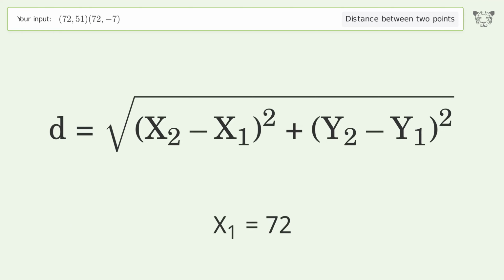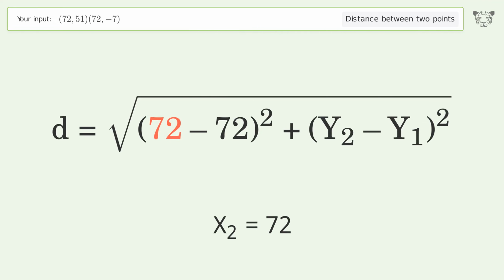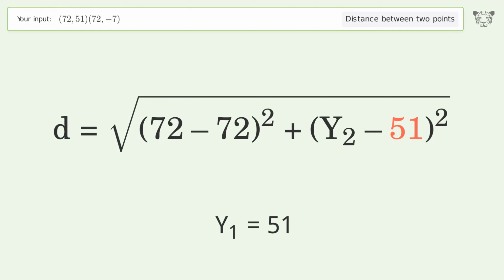x1 equals 72. x2 equals 72. y1 equals 51. y2 equals -7.